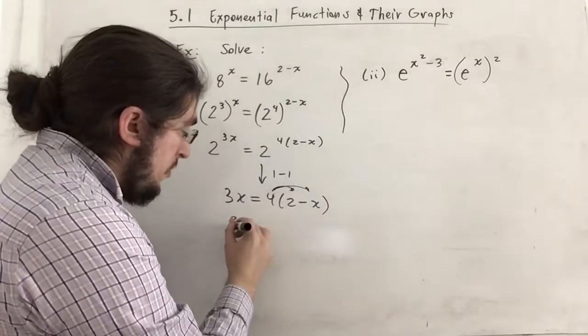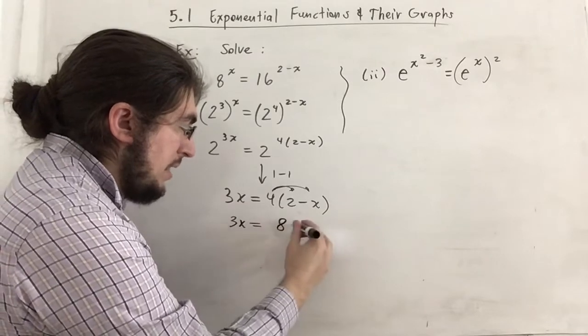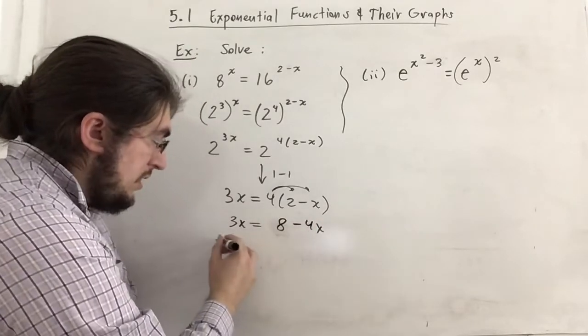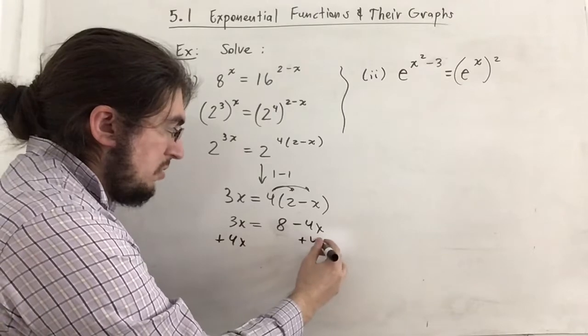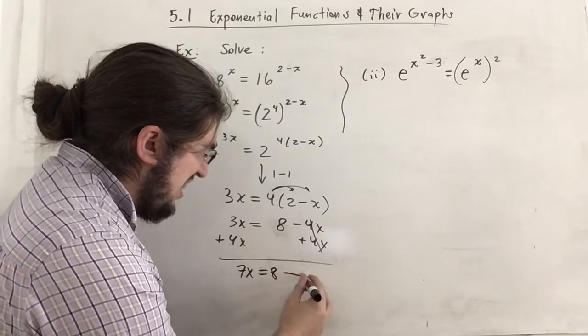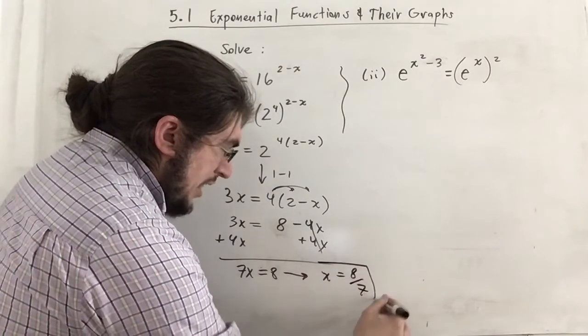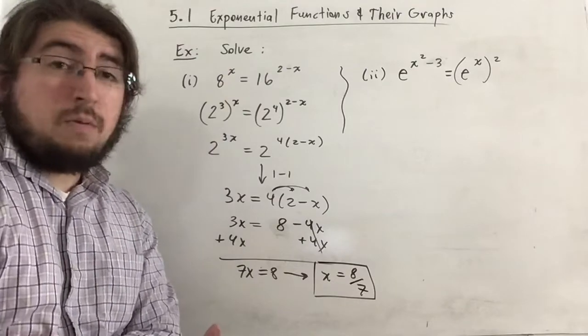Distribute. 3x is equal to, 4 times 2 is 8, and 8 minus 4x. Add 4x to the other side. We get 7x is equal to 8. Perfect. Divide by 7. We get x is equal to 8 over 7. And I'm not going to check this, but you can check this yourself, and it will work.